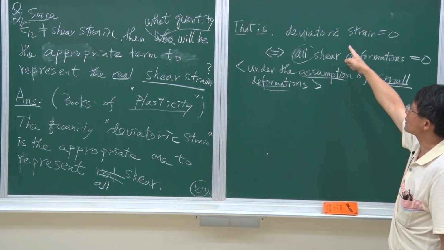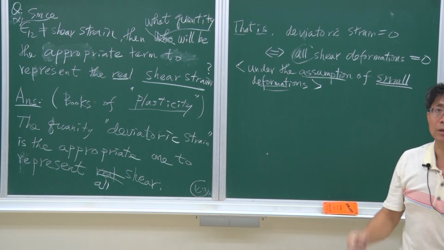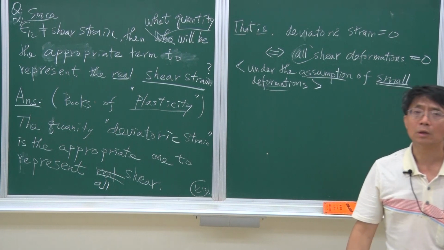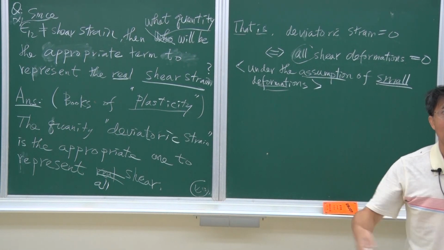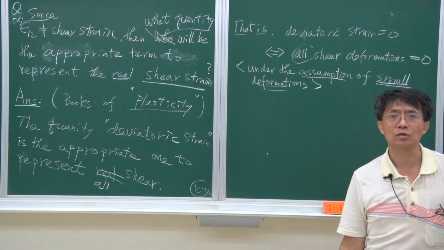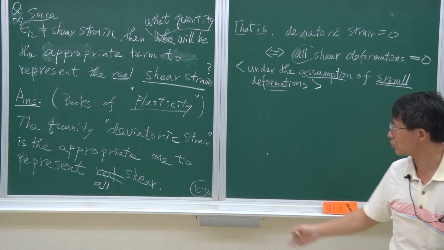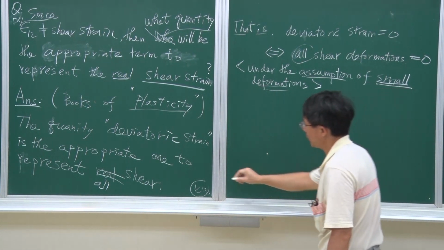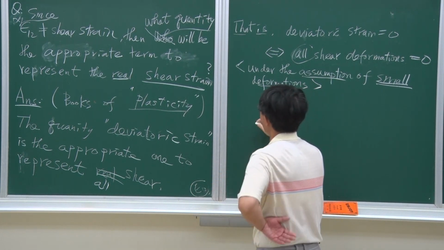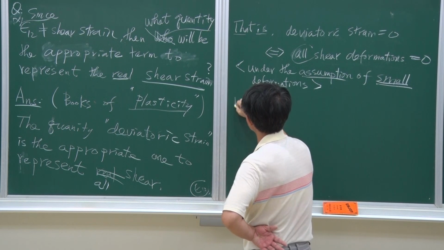So deviatoric strain is the appropriate term to analyze shear deformation instead of the so-called shear strain. Shear strain is not an appropriate one. What is the definition?